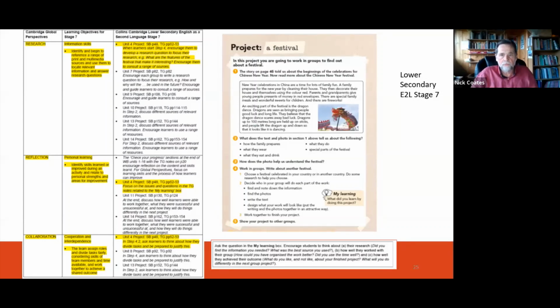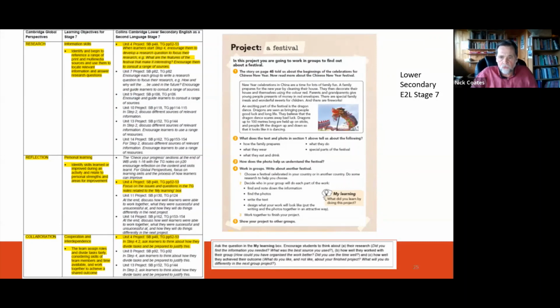And I think, as Elaine mentioned, we have projects at the end of every unit in this series. Many of these projects are useful for global perspectives because they're developing a range of skills. Many of them have multiple entries in the Global Perspectives grid. This one is about festivals. There's a short text about Chinese New Year, some analysis of it.